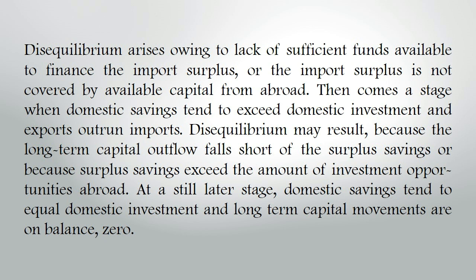Then comes a stage when domestic savings tend to exceed domestic investment and exports outrun imports. Disequilibrium may result because the long-term capital outflow falls short of the surplus savings or because surplus savings exceed the amount of investment opportunities abroad. At a still later stage, domestic savings tend to equal domestic investment and long-term capital movements are on balance, zero.